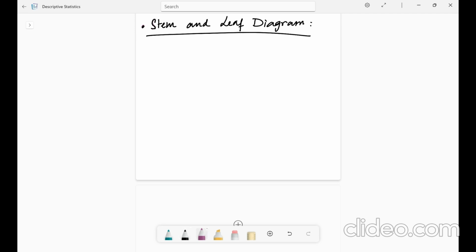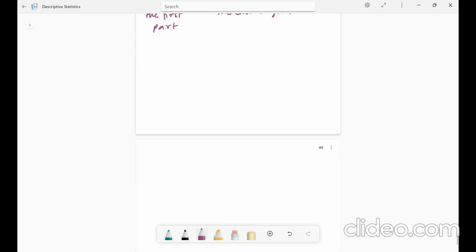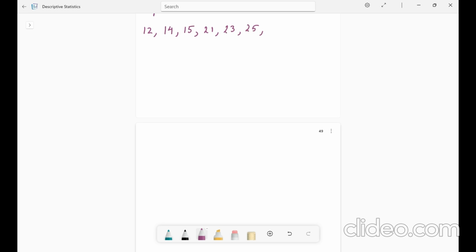Yes, so what is the definition for it? A stem and a leaf diagram is a way of displaying quantitative data where each number is split into a stem, okay, which is the first part, and a leaf, which is the last digit. Okay, this shows how the data is distributed while keeping all the original values. You will understand it better with example. Okay, suppose we have the data 12, 14, 15, 21, 23, 25, 31, 33, and 36.